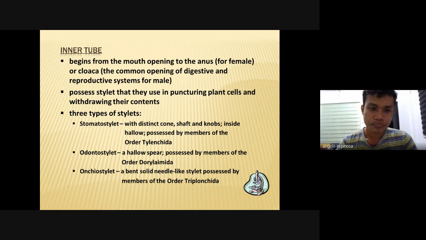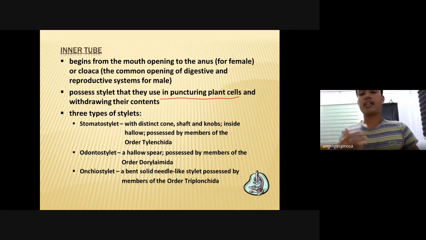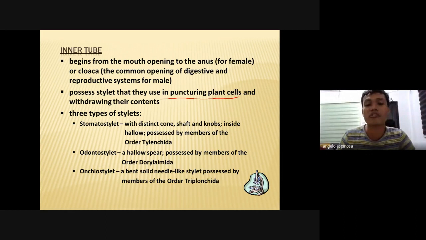Possess stylet that they use in puncturing plant cells. Ito yung sinasabi ko sa inyo. Pag ang nematodes merong stylet, it means that it is harmful to plants because it's puncturing the plant cells and withdrawing their contents. Doon na, wini-withdraw nila yung contents. So there are three types of stylets.